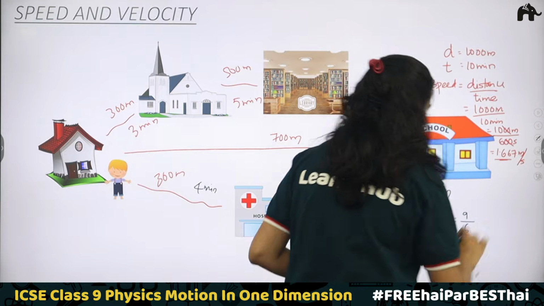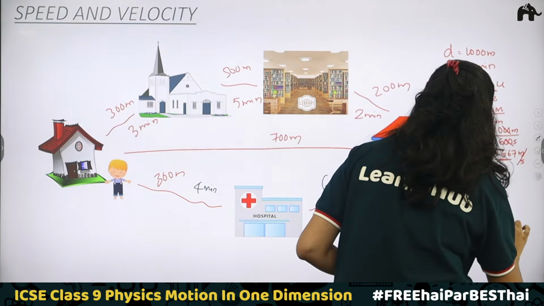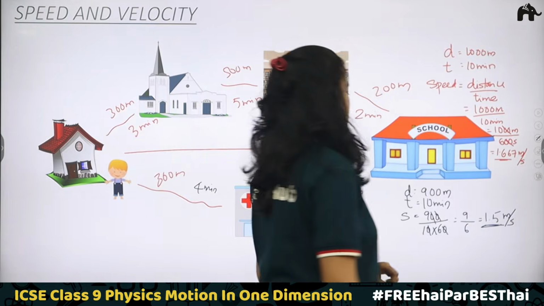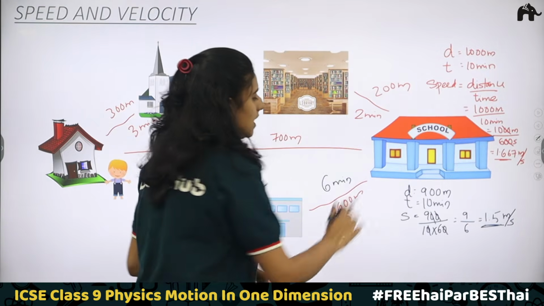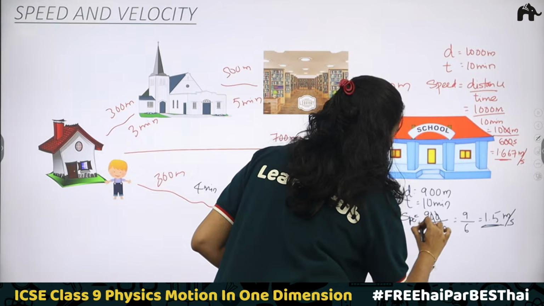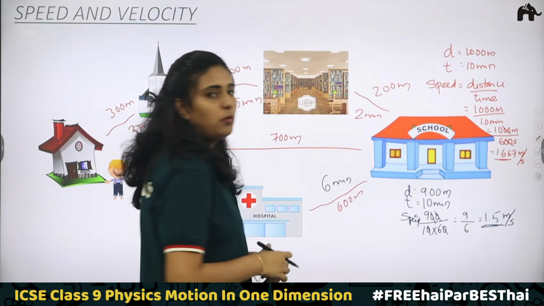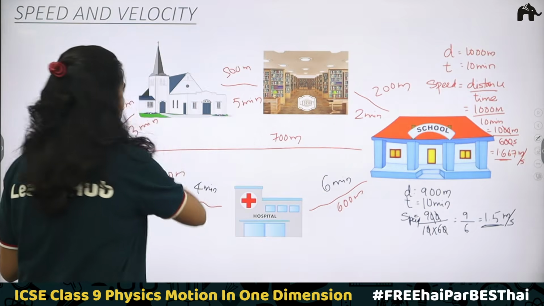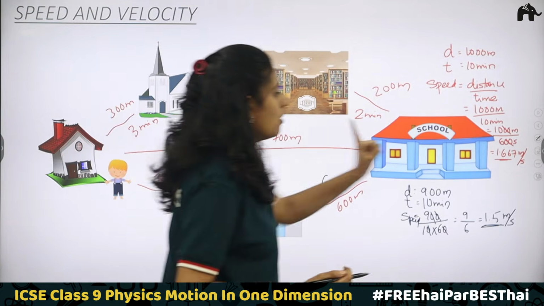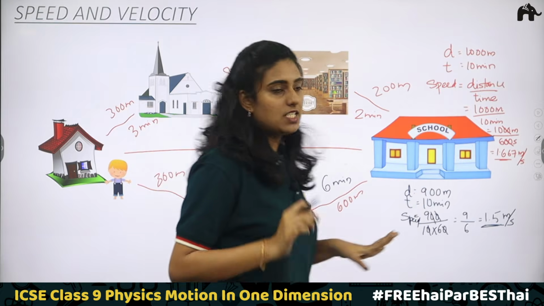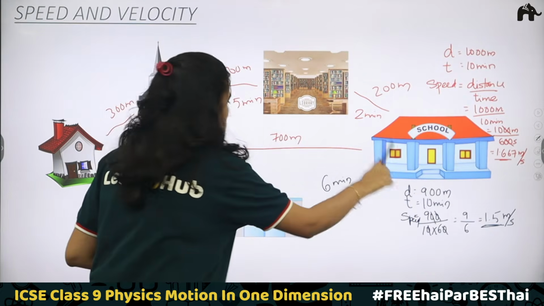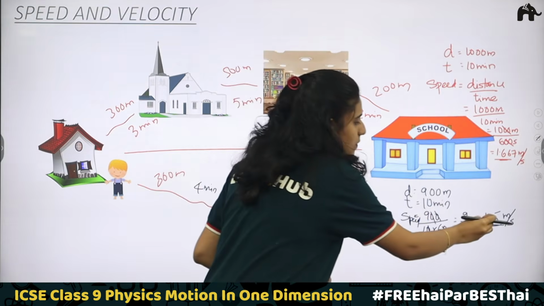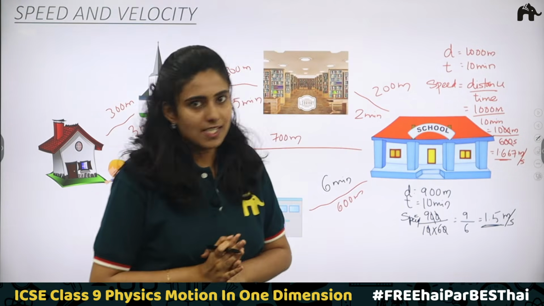9 divided by 6, you will be getting 1.5 meter per second. Okay, 1.5 meter per second is the speed in this case. So you can understand that going from home to school, he is travelling at a speed of 1.667 meter per second, but from school to home, because he was tired, he is just travelling at a speed of 1.5 meter per second.